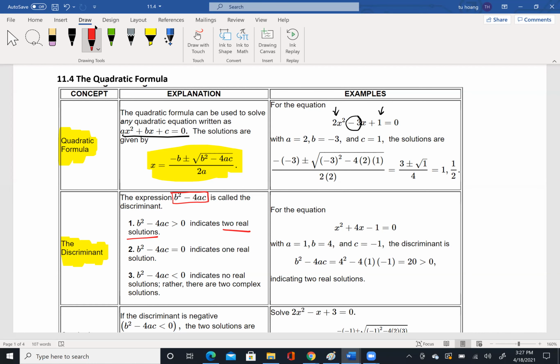If the discriminant equals 0, then you have one real solution. And in the last case, if it's less than 0, then it has no real solution. Instead, you're going to have two complex solutions.